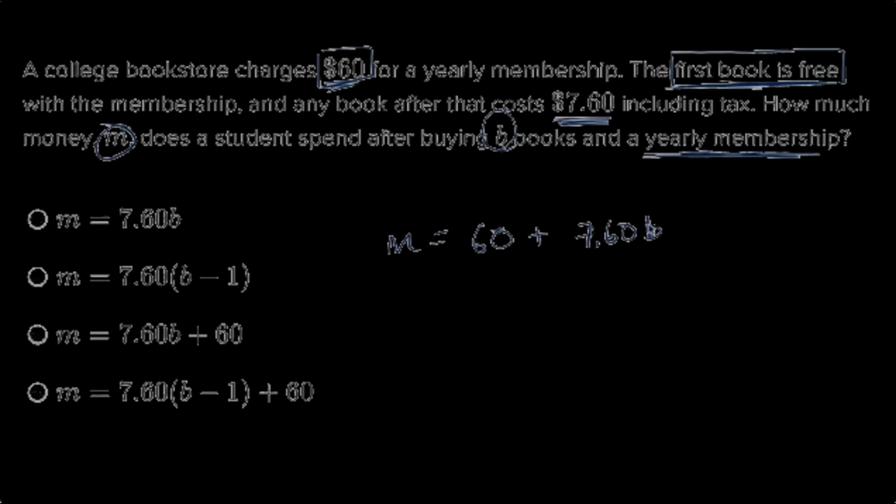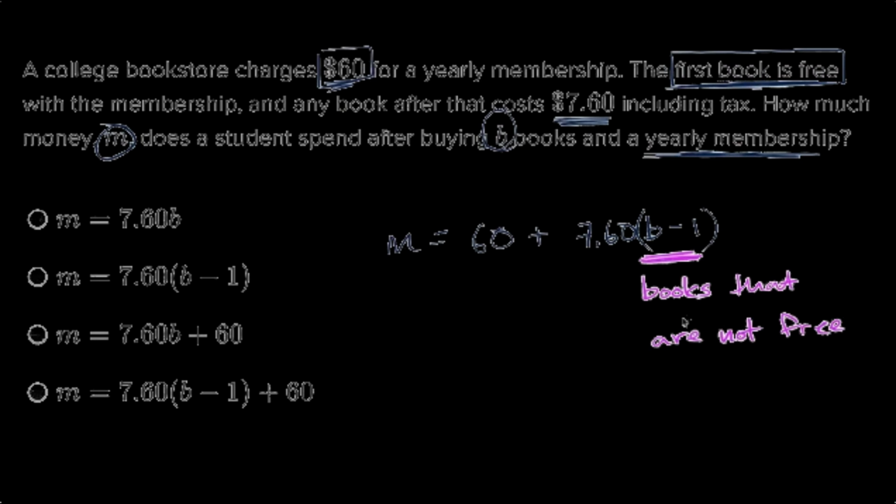If you buy 2 books, you're not going to pay $14.20. You're only going to pay $7.60. So you're only going to pay for one less than the number of books you buy. So instead of $7.60 being times the number of books, it'd be $7.60 times one less than the number of books you buy. One way to think about it is this B minus 1, you could think of this as books you need to pay for. Books that are not free, I guess. The first book is free, and every one after that you would pay for.